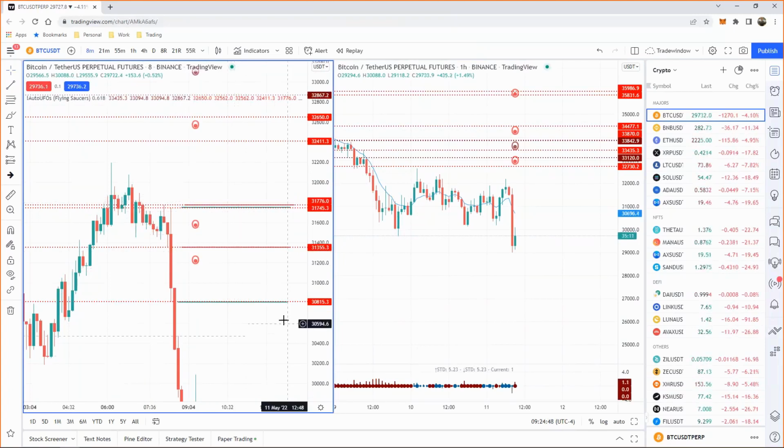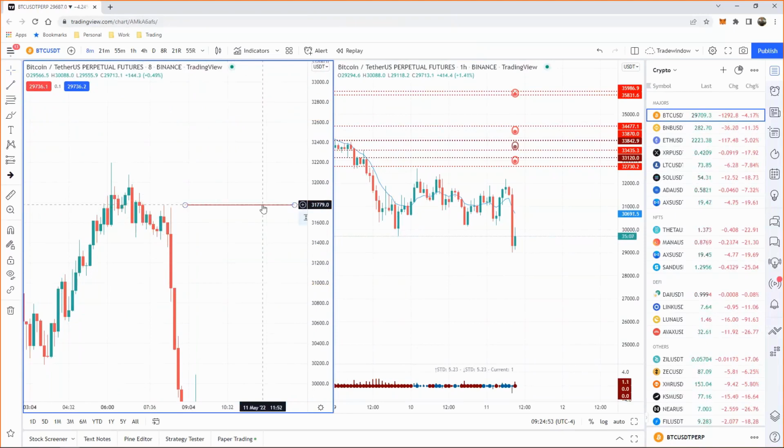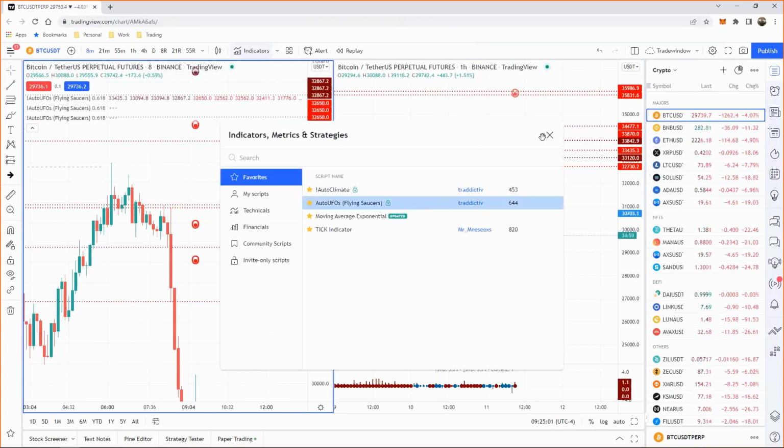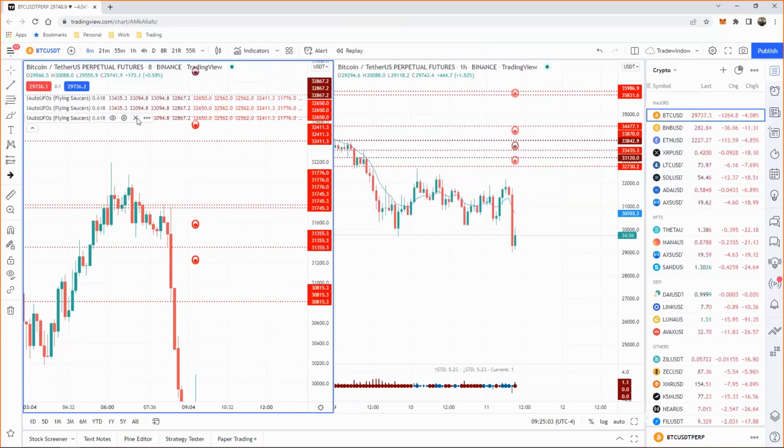So what does that mean? We have a trade. All right. So let me set that trade up. I accidentally deleted my auto UFOs here, so let's go ahead and add them back up. And not 3 times though, there's no reason for that.